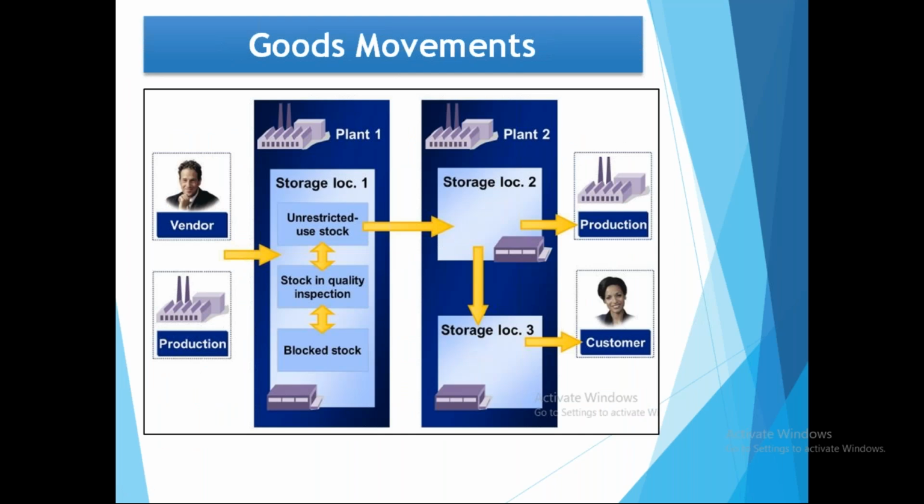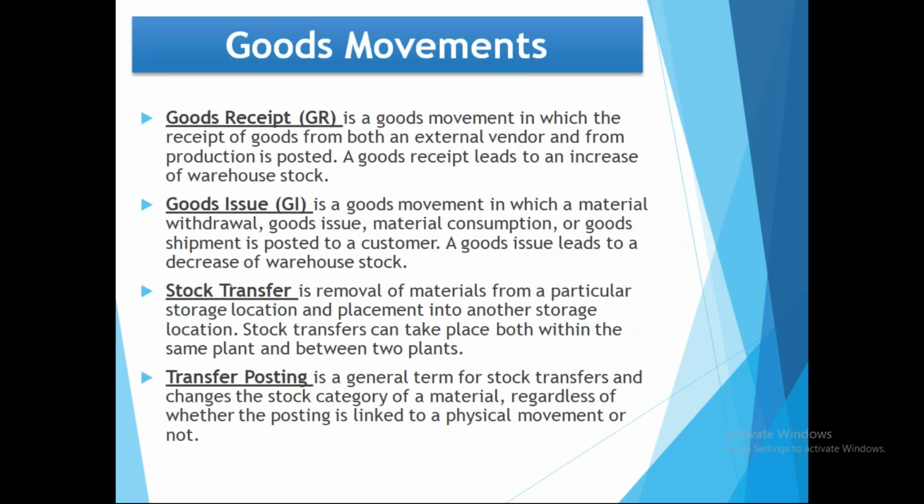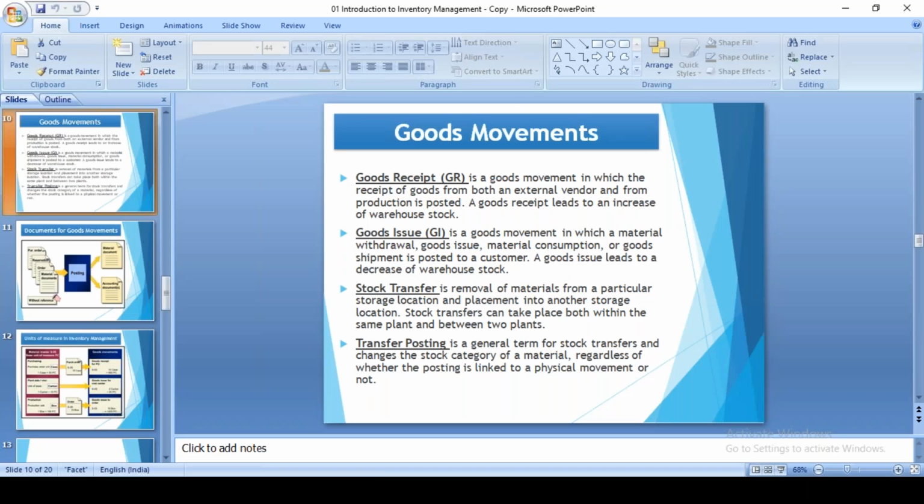In our case, let's say you have a material in a storage location. Currently it is in quality inspection. You inspected it, then you moved it to unrestricted use. So here physical movement may or may not happen. Only the stock category is changing. That is what is called transfer posting. So there are totally four types: goods receipt, goods issue, stock transfer, transfer posting. We will be discussing all these in detail in the further classes, one by one, in depth. So these are the four types of goods movement.